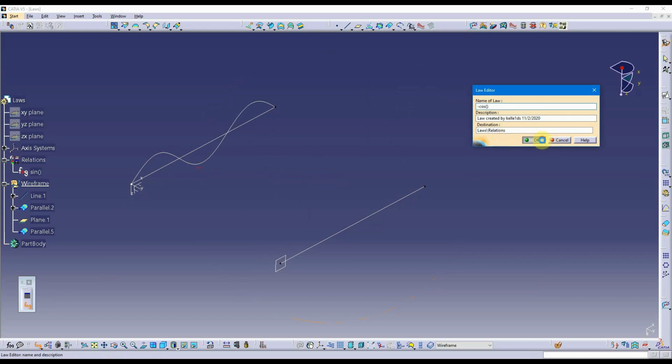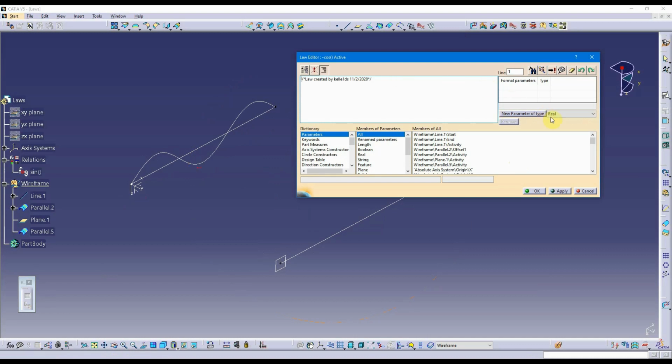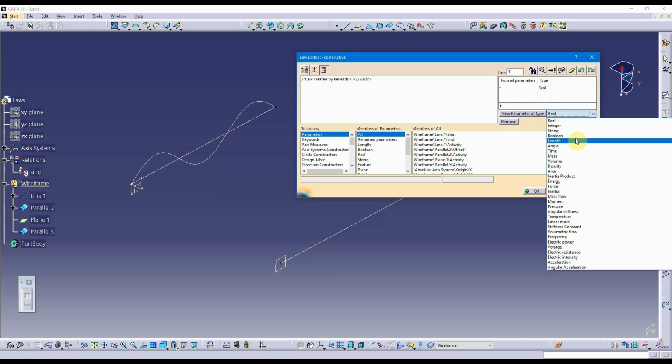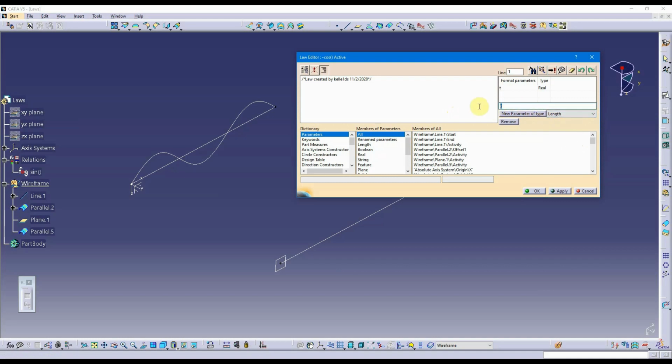Hopefully CATIA will take that name. And so let's do the same principle. I've got a real number, which is going to be my t parameter. Then I've got another formal parameter, which is going to be a length. Let's call this one y of t. Doesn't really matter with this one, but I like to be consistent. Let's go t, then u in here of y of t.